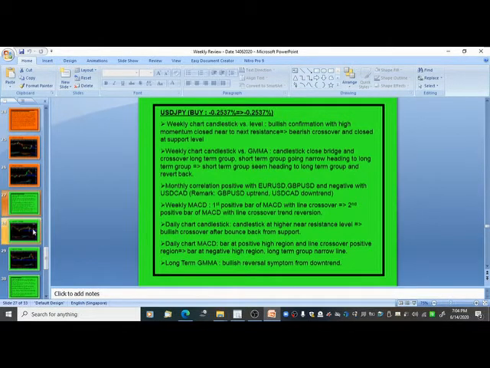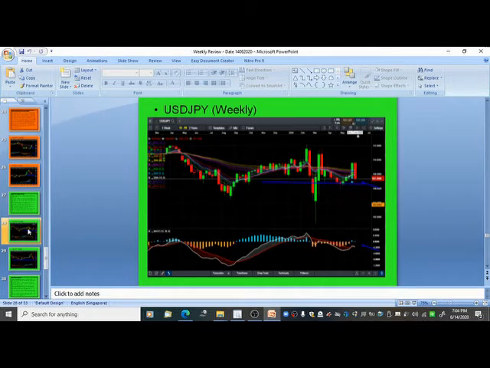Okay, then move to the weekly MACD. So on the weekly MACD, you can see this is the second positive bar of MACD with the line crossover. It seems like it's a bit of a trend reversal here.